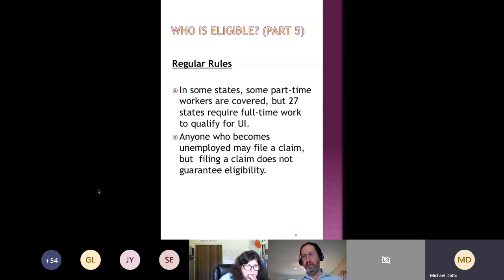Now, in some states, part-time workers can be eligible for unemployment insurance, but most states, 27 of them, require people to be working full-time to qualify for UI. Anybody who becomes unemployed under the regular rules has a right to file a claim, and they're encouraged to, because in some cases, people who might not ordinarily think that they would be eligible can be under certain circumstances. But of course, filing a claim or applying for benefits doesn't guarantee that you'll be eligible.